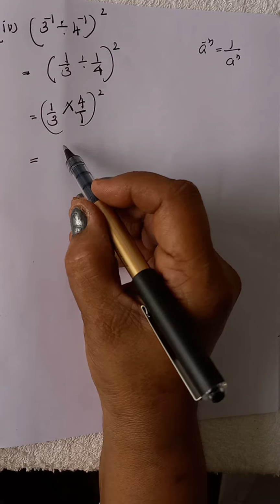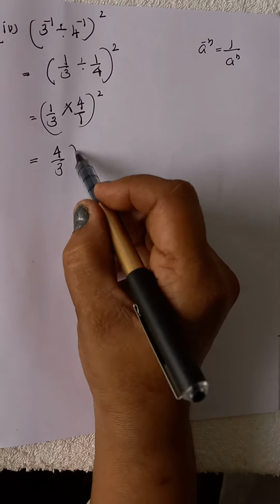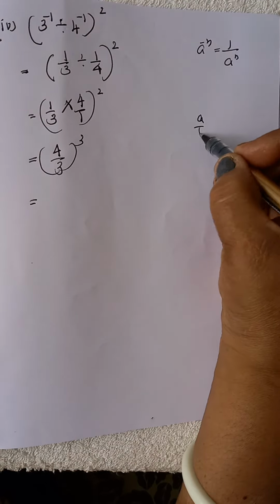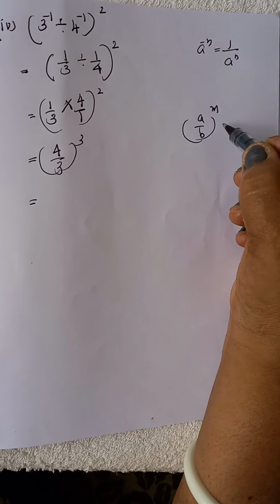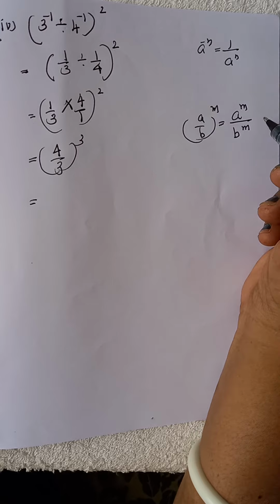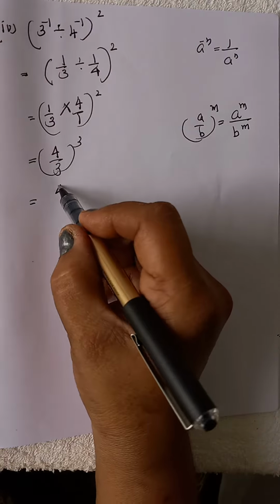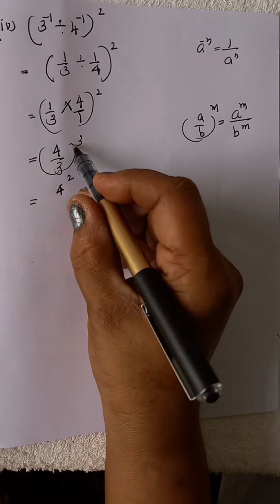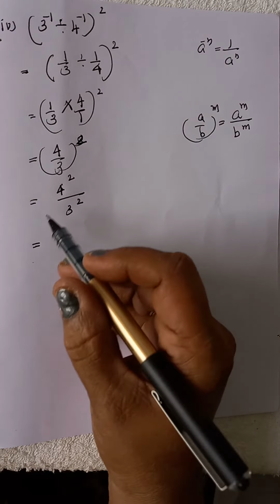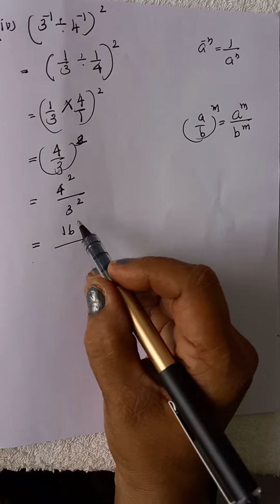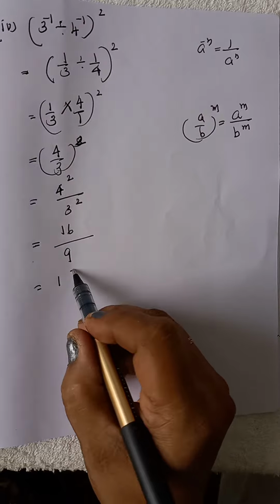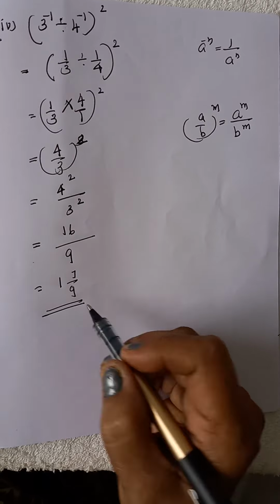That is equal to (4 by 3) whole raised to 3. That is equal to, what is that? (a by b) whole raised to m is equal to a raised to m by b raised to m. Quotient law. So this can be written as 4 raised to 2 divided by 3 raised to 2. That is equal to 4 raised to 2 is 16, 3 raised to 2 is 9. So 16 by 9, that can further be written as 1 and 7 by 9.